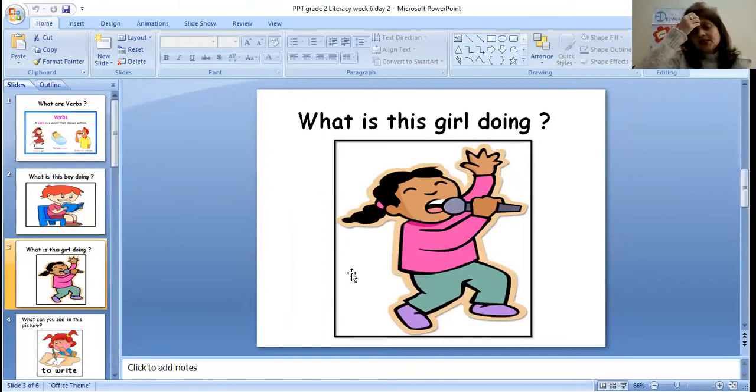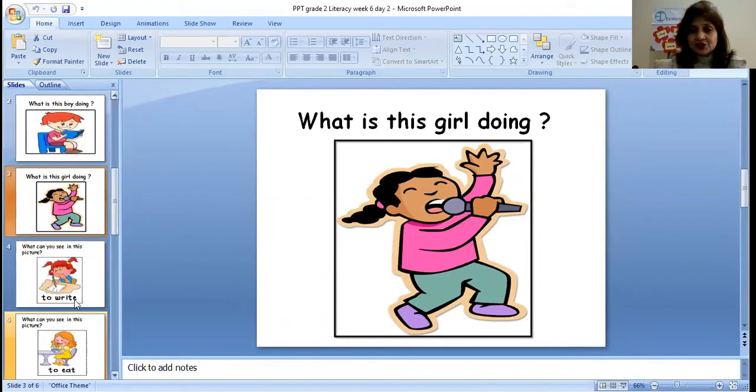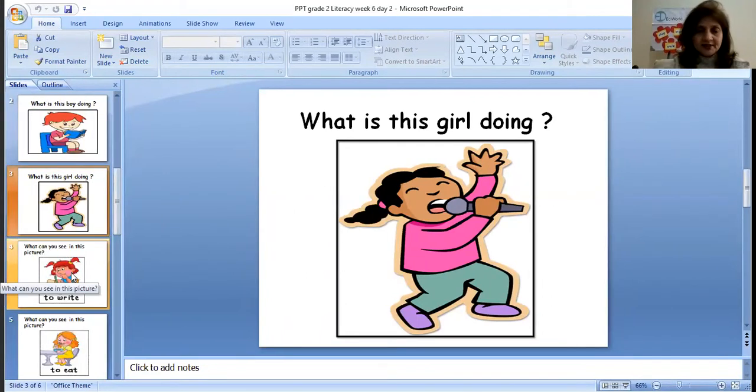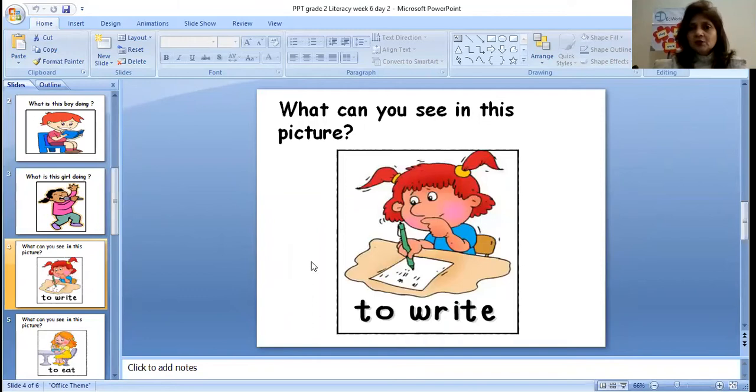Okay. What is this girl doing? This girl is singing. So she is singing a song. Right. Very good. So what is the action word here? Singing, because the girl is doing the action of singing. Okay. What can you see in this picture? The girl is writing something. So what is the action word here? To write, or write is the action word. Correct.